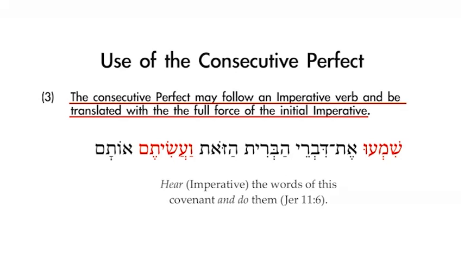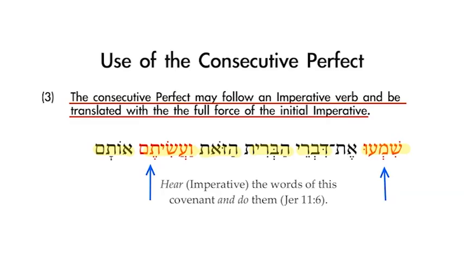The translation, let's begin with the imperative verb. Hear, the imperative, 2MP, hear what? The words of this covenant, and do them. Here we have a sequence beginning with an imperative verb at the beginning and followed by a consecutive perfect verb in the second person.